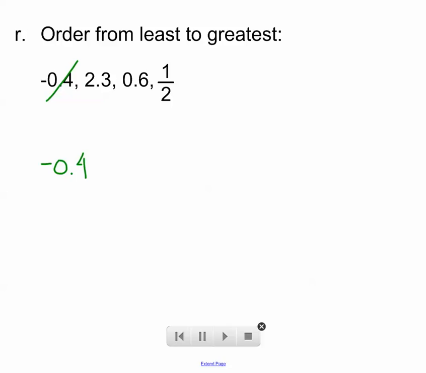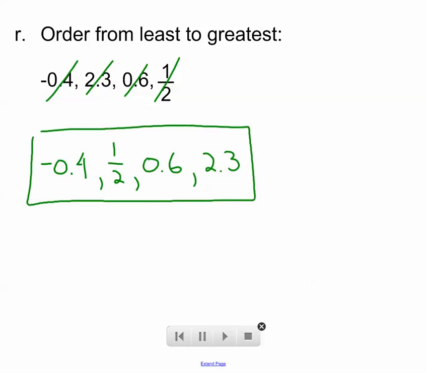All right, so which one's smaller? That's the one we want to list first. Well, 0.6 is more than a half because 0.5 would be a half. So 1/2 is our smaller of those 2 numbers. 1.6 is just a little bit bigger than a half. And then 2.3 is our biggest number because it's the only number we have that's greater than 1. Okay, so we've talked about several strategies now for ordering numbers from least to greatest, and we'll continue to practice with that.